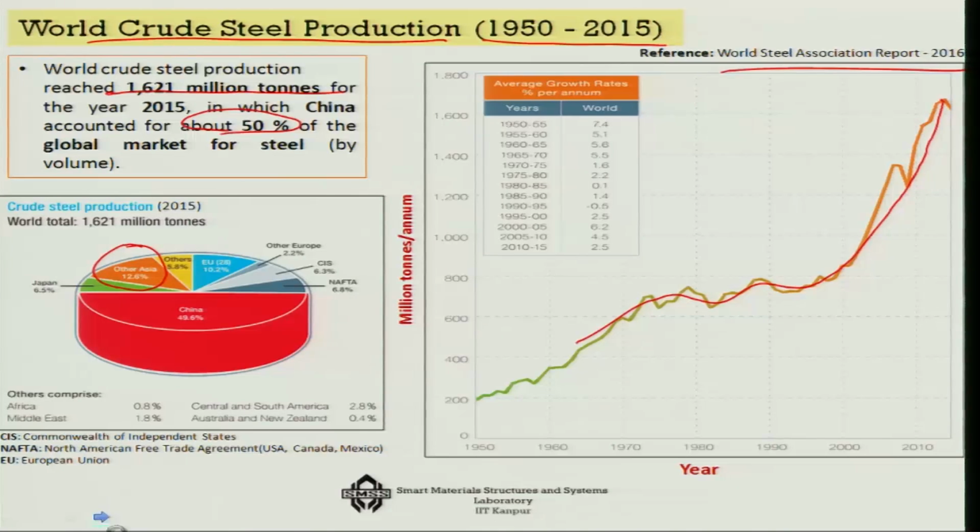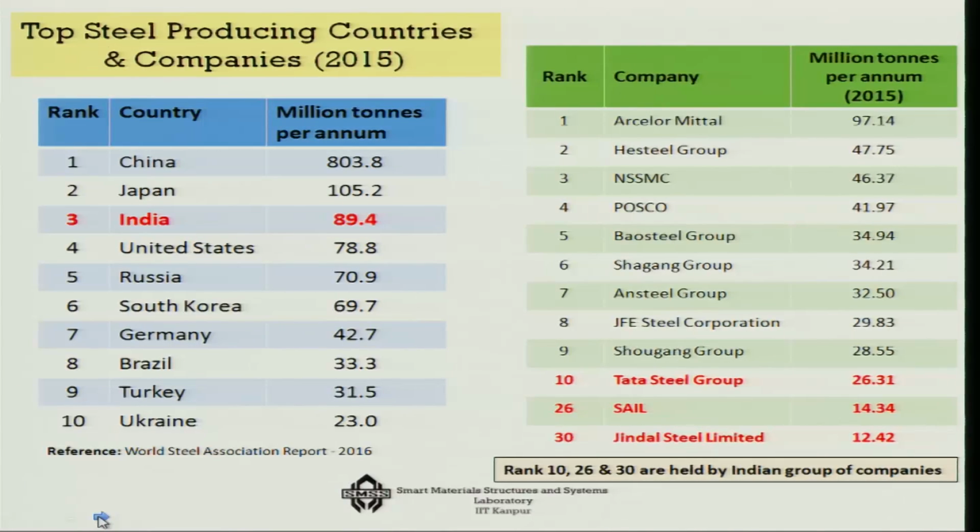In fact, if you look at the picture country-wise, you would see that some of the highest developing countries like China have 803.8 million tons per annum steel production capability, Japan 105.2, and India is number 3, at 89.4. The United States is lower than that, 78.8, then Russia, South Korea, Germany, Brazil, Turkey, etc.